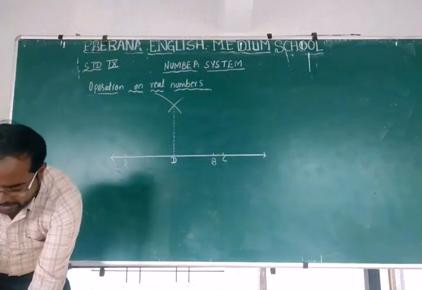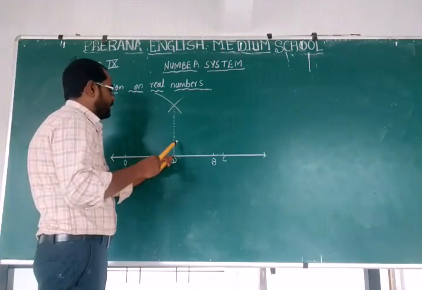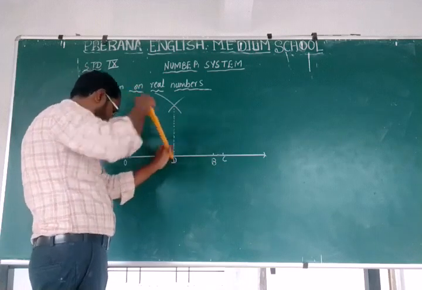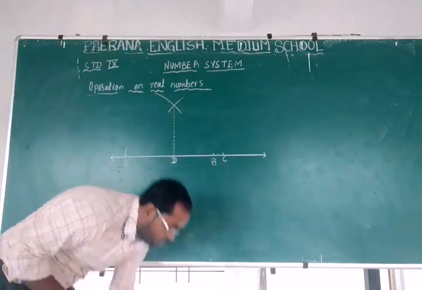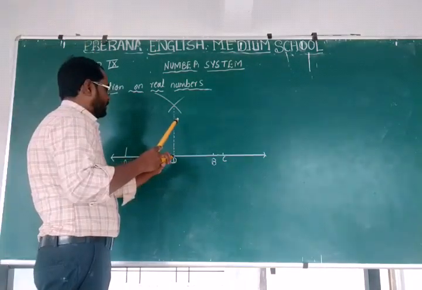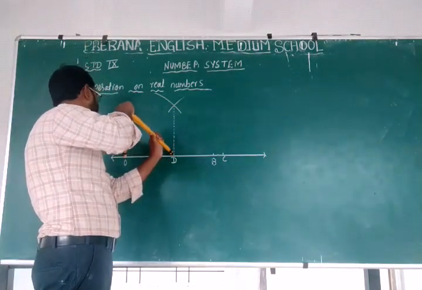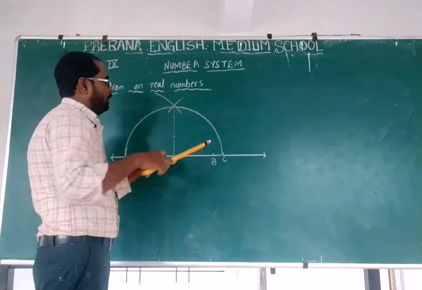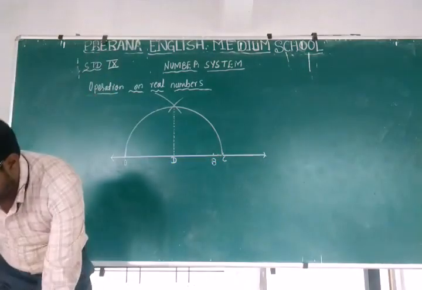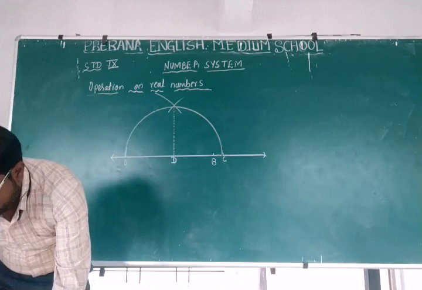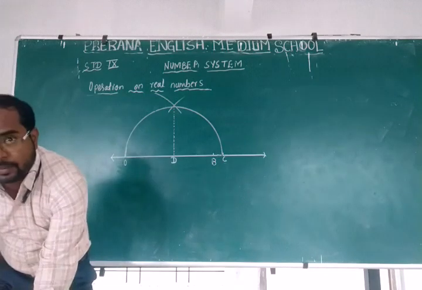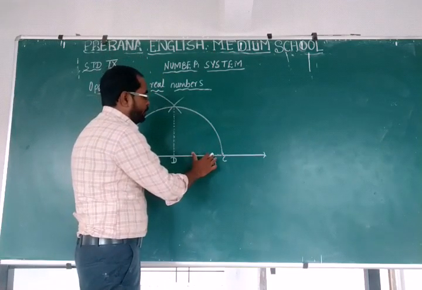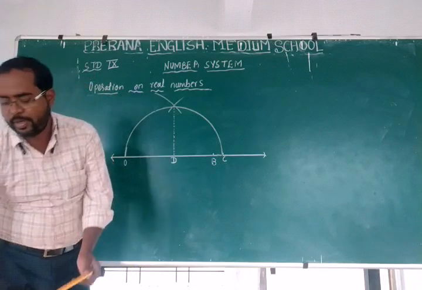From the point D, draw a semicircle from O to C. After drawing the semicircle, now draw the perpendicular to B.